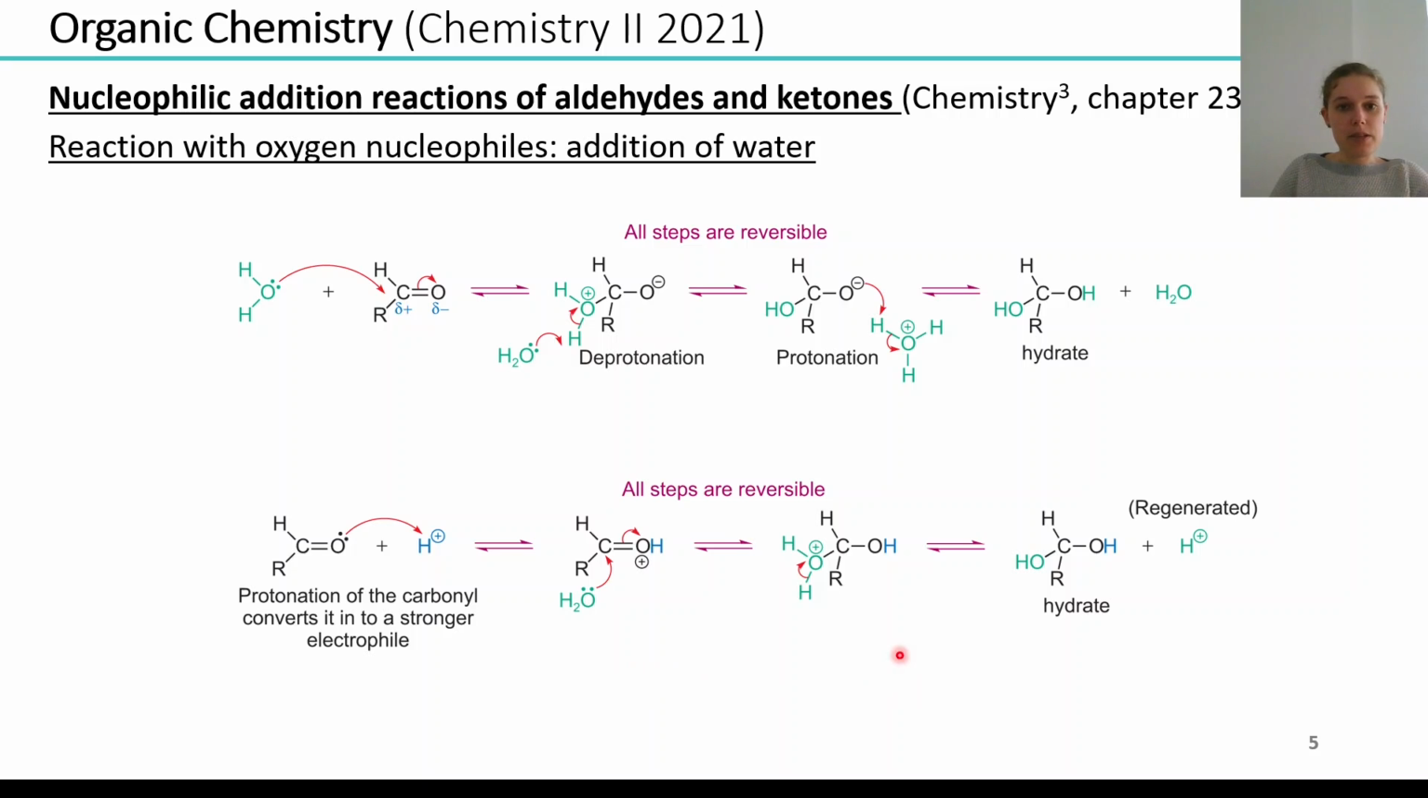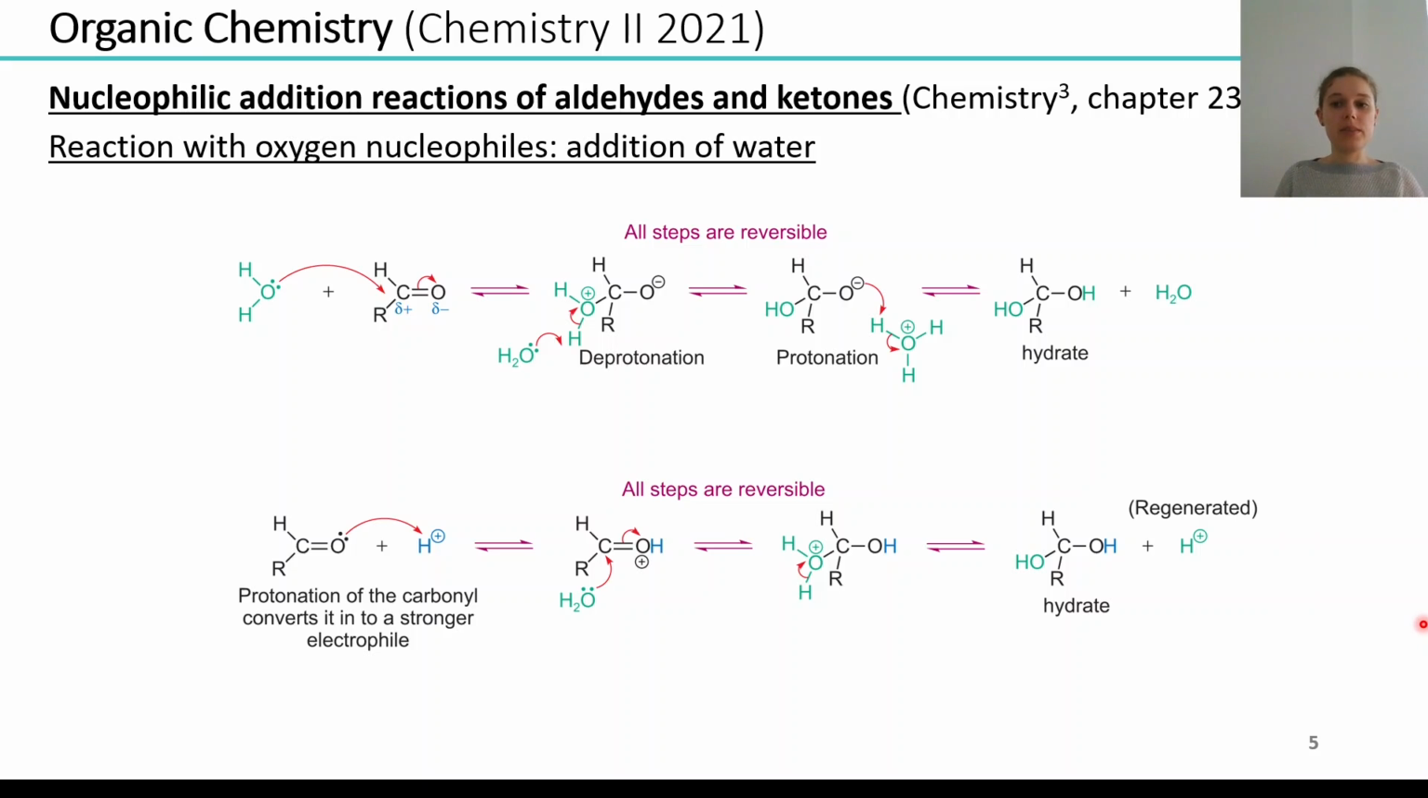Then, in the next step, the positively charged intermediate gets deprotonated, and hereby the product, the hydrate, is formed, and the acid catalyst is regenerated. Important to see is that all steps are reversible, and the catalyst does not affect the position of the equilibrium. The equilibrium is only determined by the stability of the carbonyl compound compared to the hydrate.